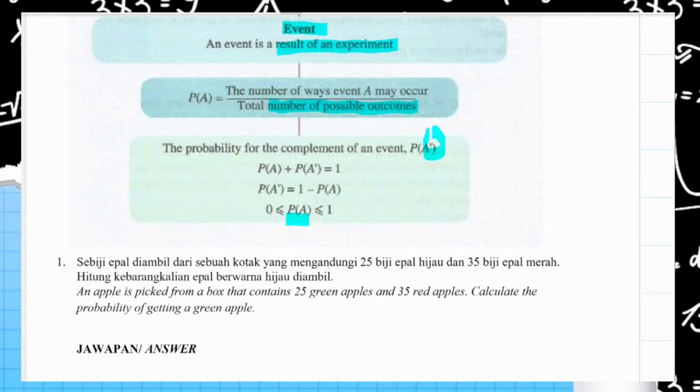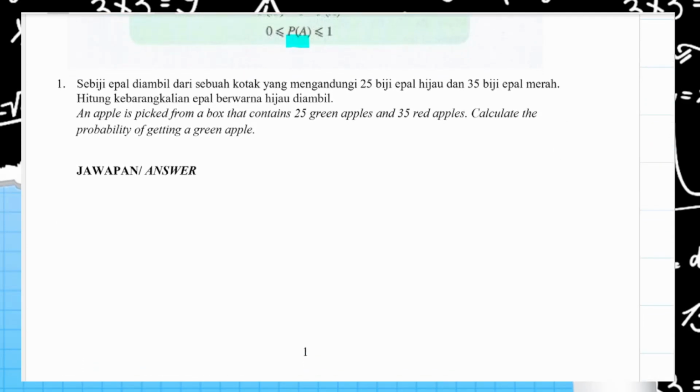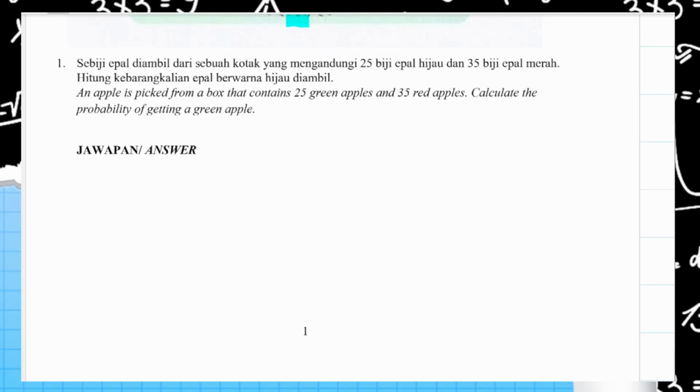Let's proceed to the first question. An apple is picked from a box that contains 25 green apples and 35 red apples. Highlight the important keywords here. Calculate the probability of getting a green apple.